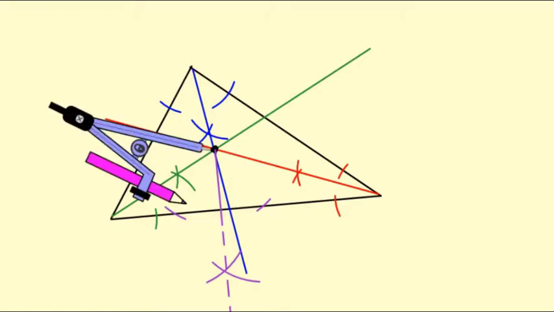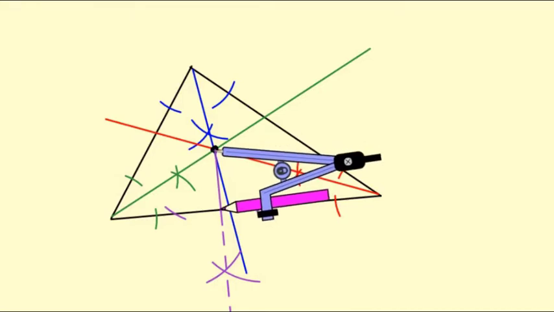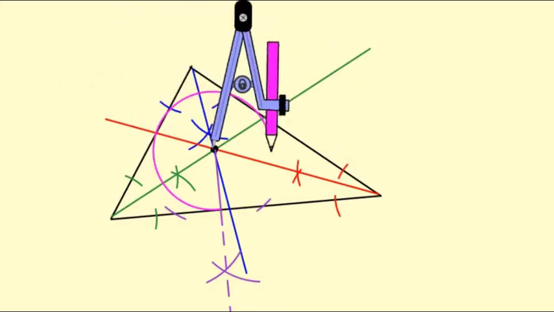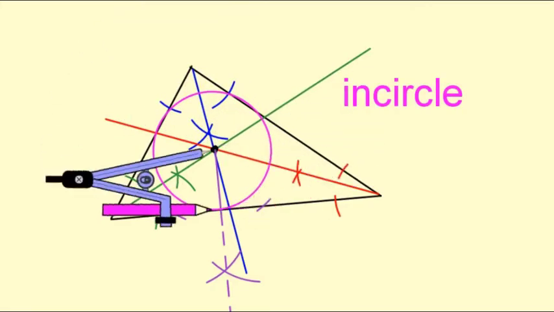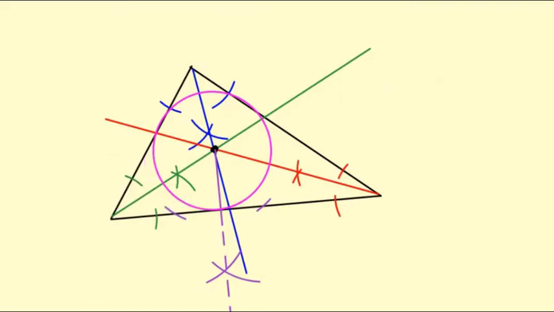So to finish my circle, I'm going to put the compass center at the incenter. I'm going to adjust the compass so that it measures the length of my radius, and I'm going to draw my circle. The circle that I draw is called the incircle because it is inscribed in that triangle. And now as a final comment, the incircle will always be in the interior of the triangle.